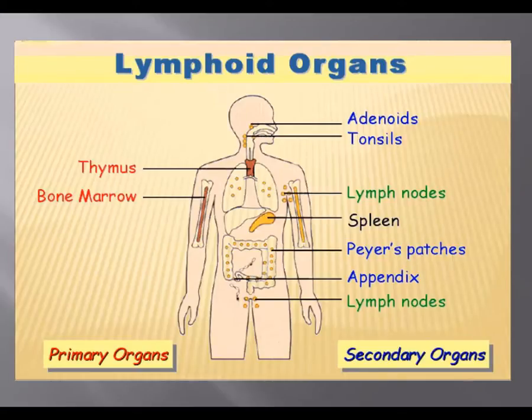And lymph nodes themselves are small, oval structures, and they're located along all the lymph vessels throughout the body, and they're about 500 to 700 in the average human body. They are filled with lymphocytes, and this is where pathogens are brought to initiate the specific immune system.